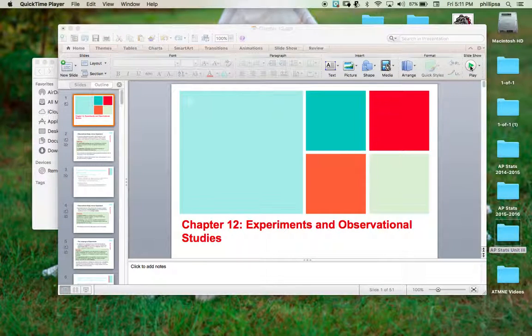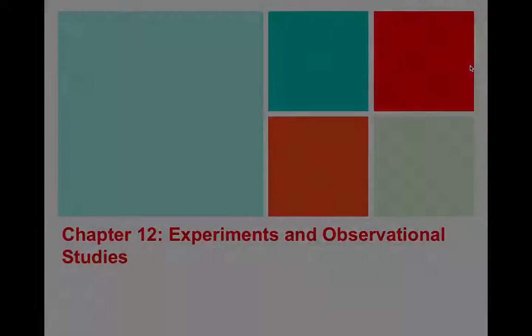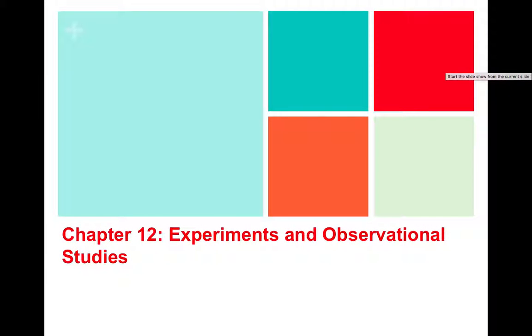So still talking about designing studies. Now we're going to shift gears a little bit away from our sample surveys. A sample survey aims to gather information about a population without disturbing the population in the process. So a sample survey would be one kind of observational study.